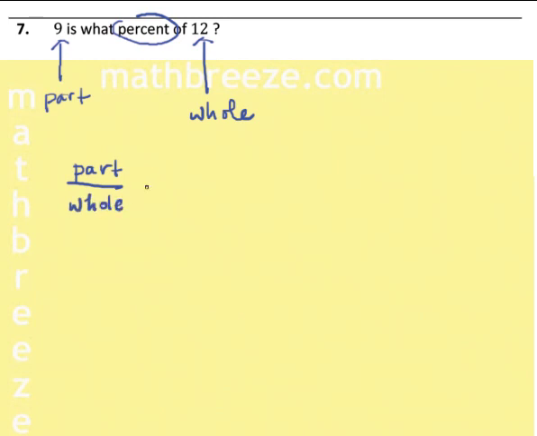And set this equal to the percent that we're going to find over 100. So this is what we want to find. And let's just represent the quantity that we want to find with the variable x. So we can write this little equation, 9 over 12 is equal to x over 100.